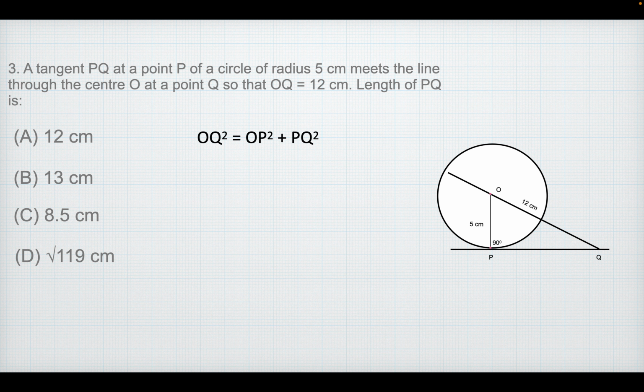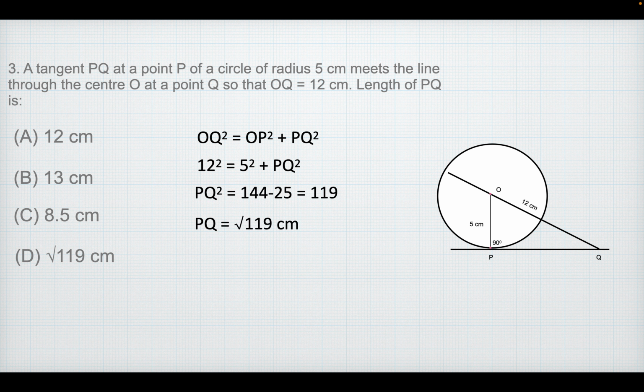So it should be hypotenuse square equals square of the length of perpendicular plus the square of the length of its base. So that's OQ square equals OP square plus PQ squared. It's OQ is 12 centimeter, so it's 12 squared equals OP squared, so OP is 5 centimeters, so 5 squared plus PQ squared. Now I can rearrange this and solve for PQ. It comes out to be square root of 119 centimeter. So the option D is correct here.